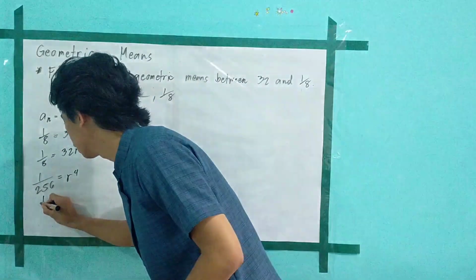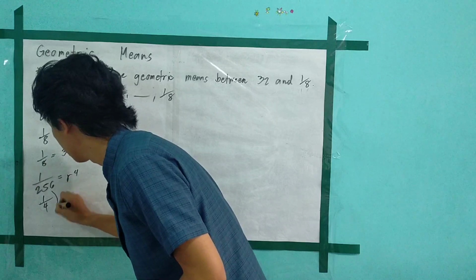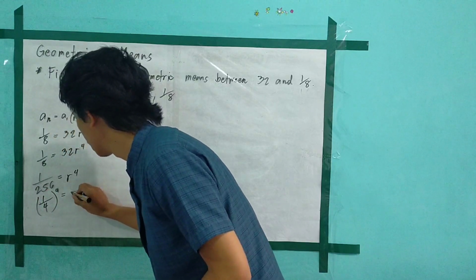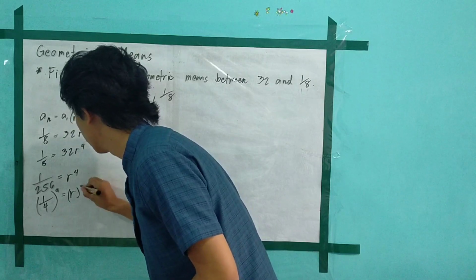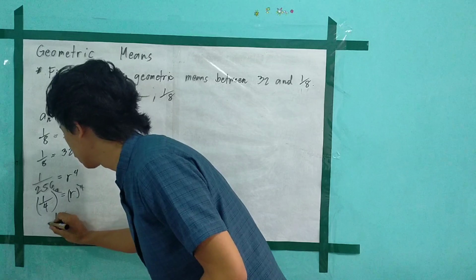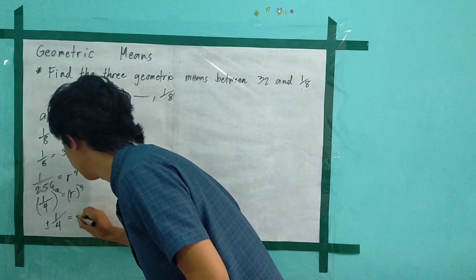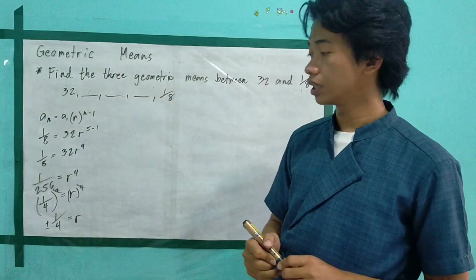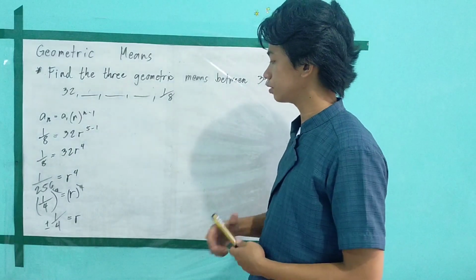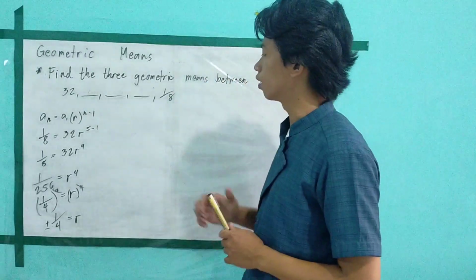Next, 1 over 4 raised to 4 is equal to r raised to 4. Cancel. So, our ratio is positive and negative 1/4. Okay? So, nakuha na natin yung common ratio natin. Common ratio is positive and negative 1/4.